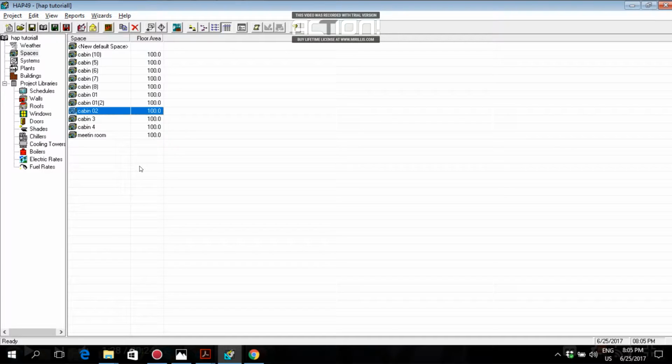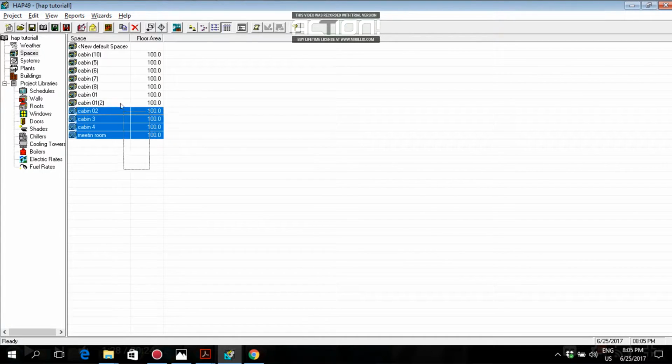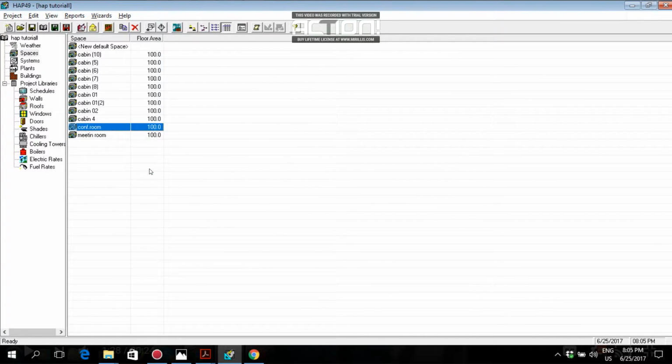But here let us assume I have created around 10 to 11 spaces with different names, meeting room, cabin. Let's say this is not cabin 3, but it is a conference room, because we may have a conference room in the office, to make it a real practical example.